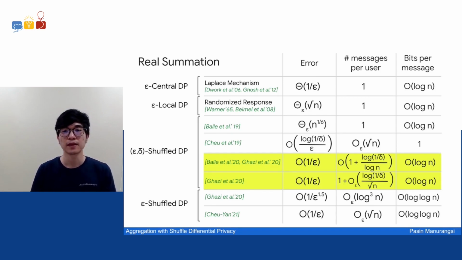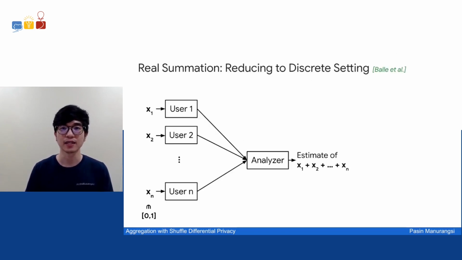Okay, so those are the results that we'll be focusing on. Now, working with real summation can be a little bit awkward because the input is not discrete, but is a real number. Fortunately for us, Balle et al. showed that it's pretty simple to reduce the continuous case to the discrete case. And it works as follows.